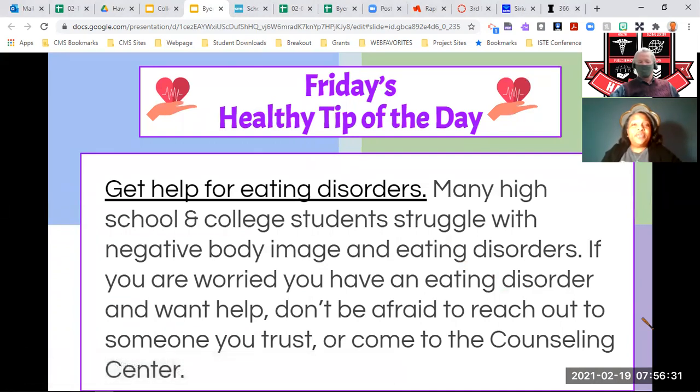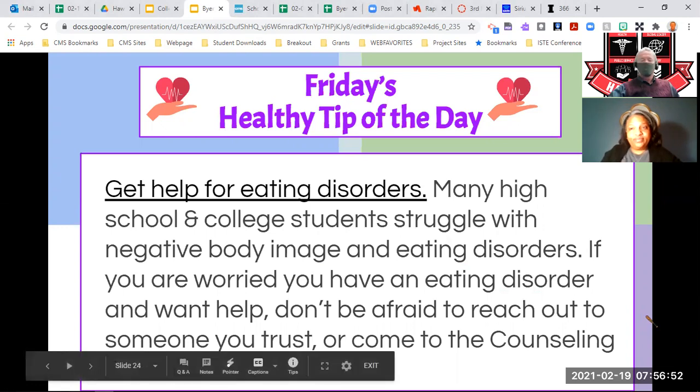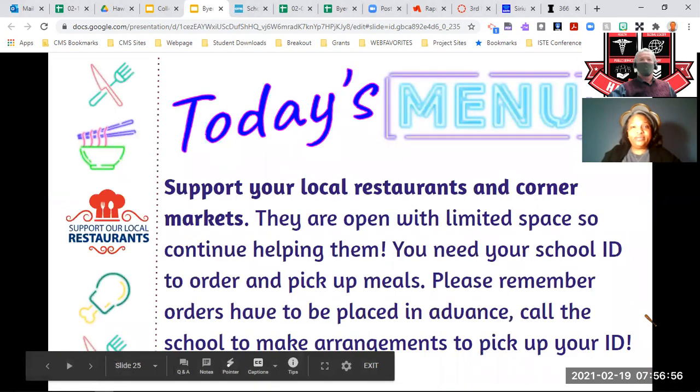So Friday's healthy tip of the day: get help for eating disorders. Many high school and college students struggle with negative body image and eating disorders. If you are worried you have an eating disorder and want help, don't be afraid to reach out to someone you trust or come to the counseling center. Find somebody to help. Yes, absolutely.